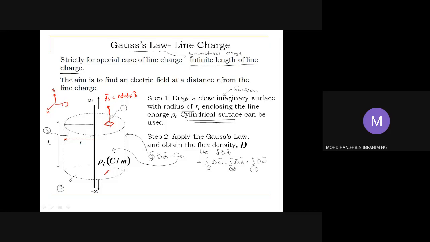Similarly, for the bottom surface, dS is equal to r dr dphi, and the direction will be the negative z direction. Whereas for the curved surface, the dS vector shall be equal to r dphi dz, and the direction of the surface vector here will be the positive r direction.